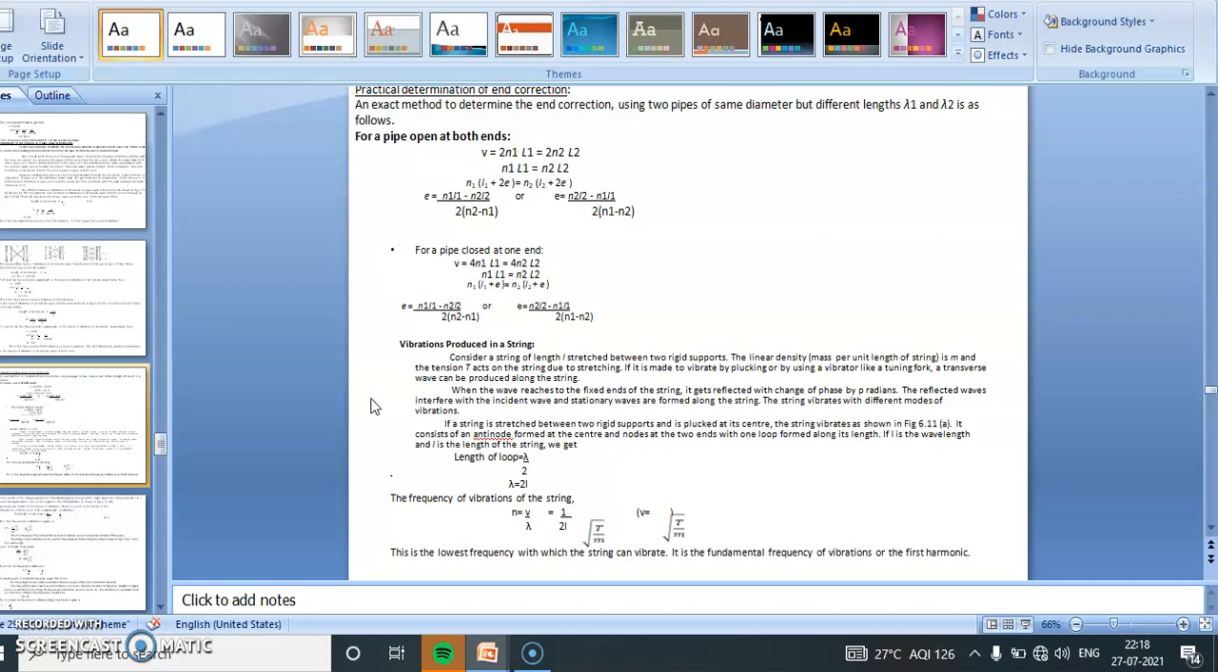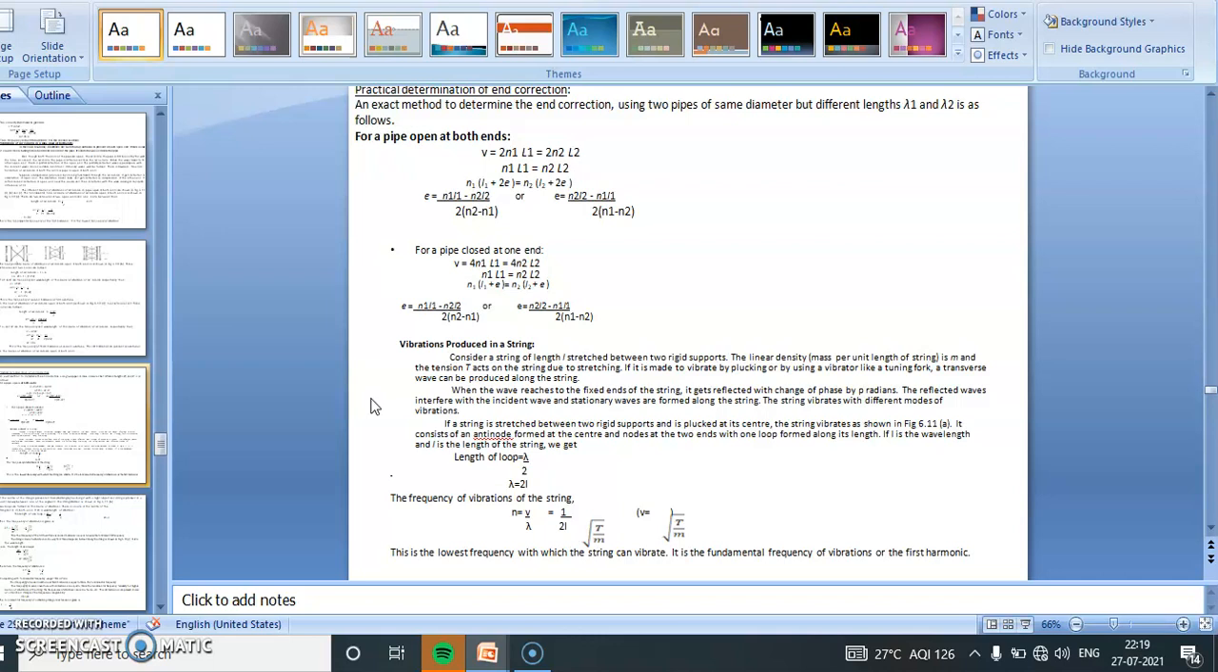For a pipe open at both ends, V is equal to twice N1 L1 is equal to twice N2 L2. Then here we get N1 L1 is equal to N2 L2. Put in the values of L1 and L2 for the open end. So N1 into L1 plus twice E is equal to N2 into L2 plus twice E. Write down the formula for E.